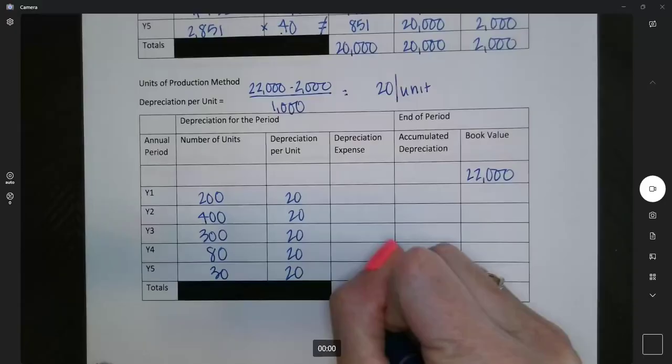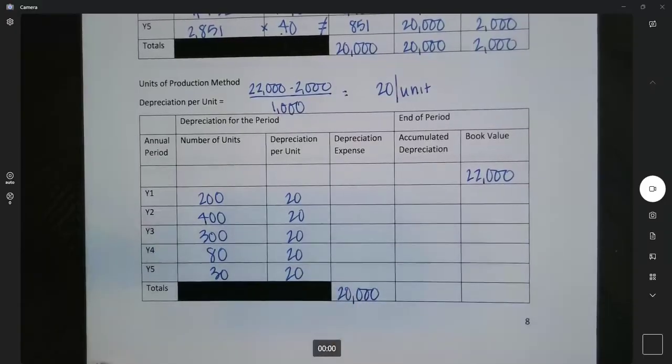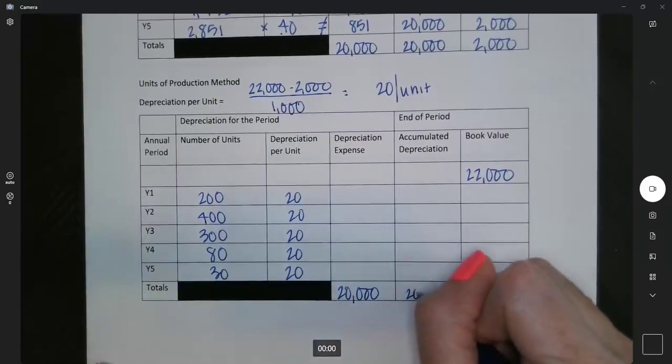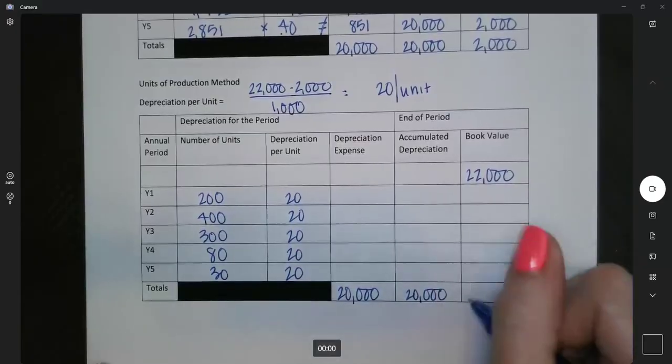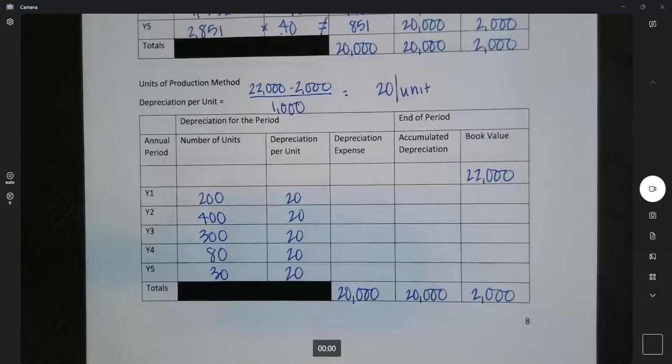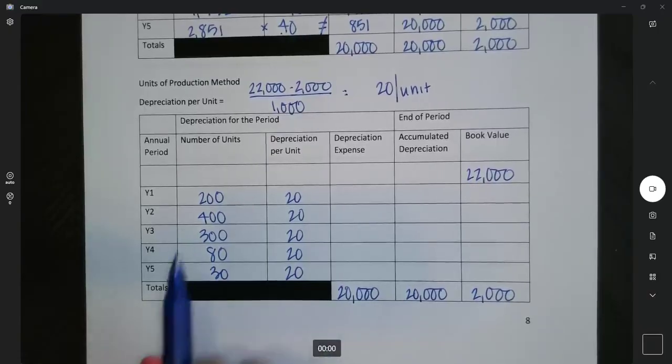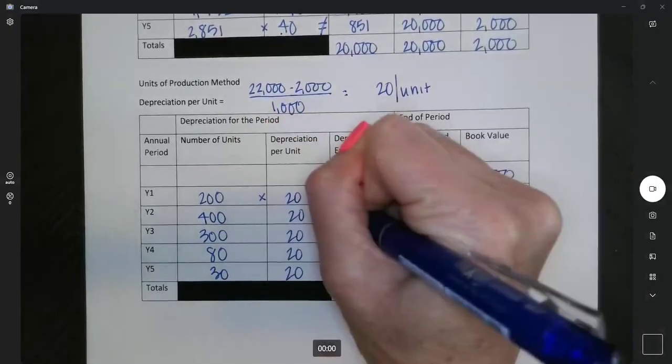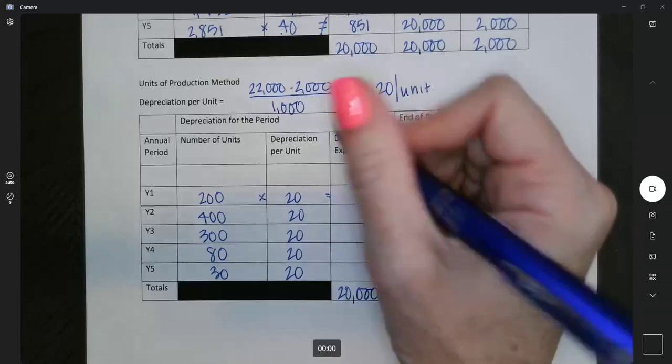In total, we can only get to 20,000 for our depreciation expense total. Accumulated depreciation can only get to 20,000, and our ending book value can only get to 2,000, even though we're likely going to go above that because that's more than 1,000 units over here. So what we're going to do, in year 1, we're going to take the 200 times 20. We're going to get 4,000.